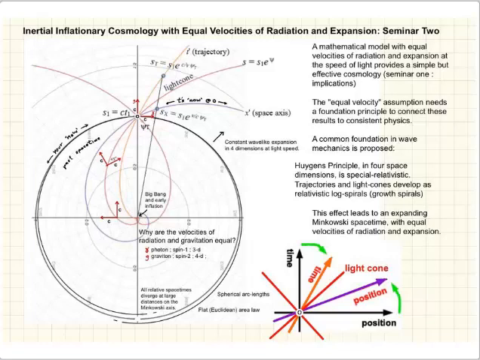I'm essentially describing a simple cosmological model with equal velocities of radiation and expansion in 4 space dimensions plus time. It's fairly different to the standard model. Among other things, it has a constant wave-like velocity of expansion at the speed of light, which has a number of surprising implications, some of which I explored in Seminar 1.